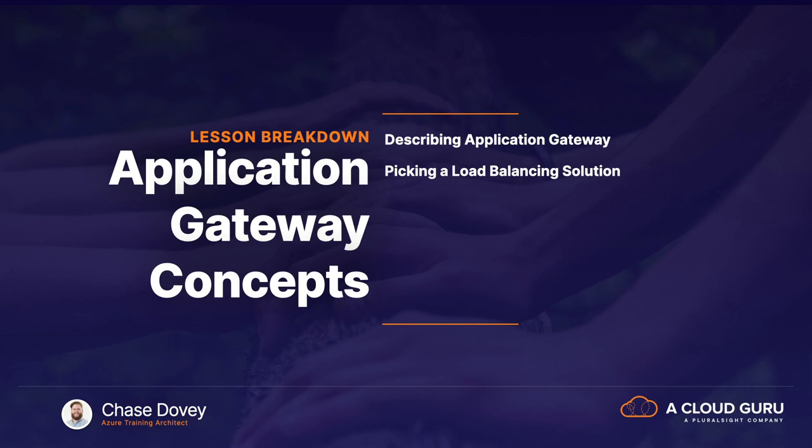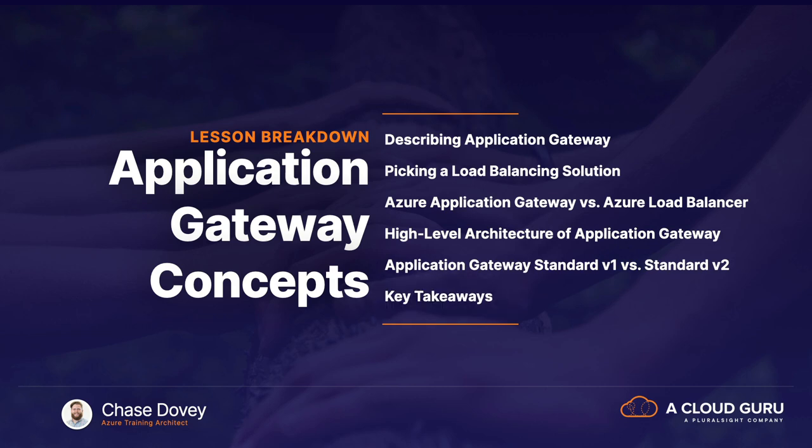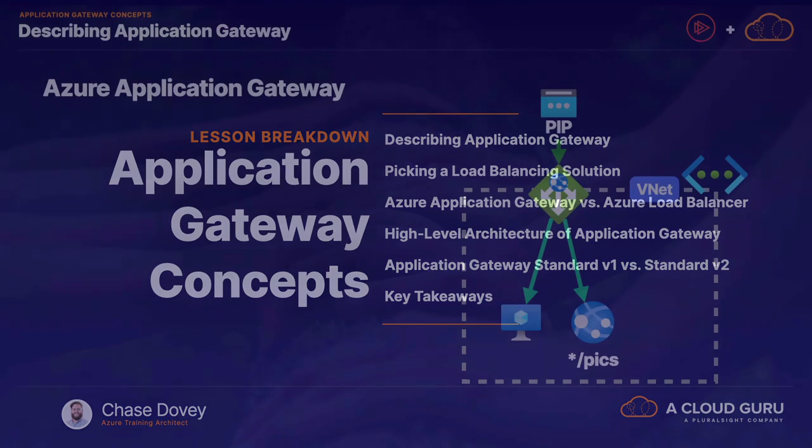Then, to better understand Application Gateway, we'll compare it to Azure Load Balancer, a service we're already familiar with from the previous section, so that we can understand the difference between these two services and the features that they provide, and why we might choose one over the other. We'll then take a look at a high-level architecture of Application Gateway. We'll then review the SKUs that are available with Application Gateway and the different features that they provide, and then we'll bring it to the end for some key takeaways for this lesson. So without further ado, let's get started.